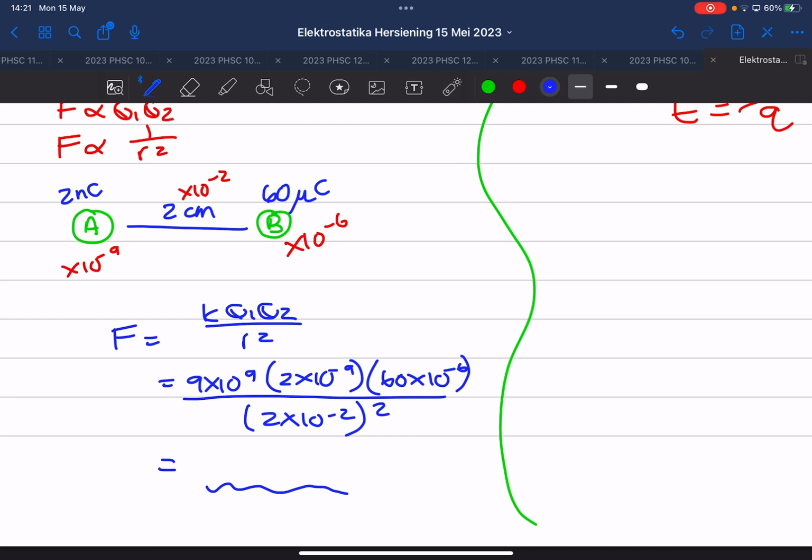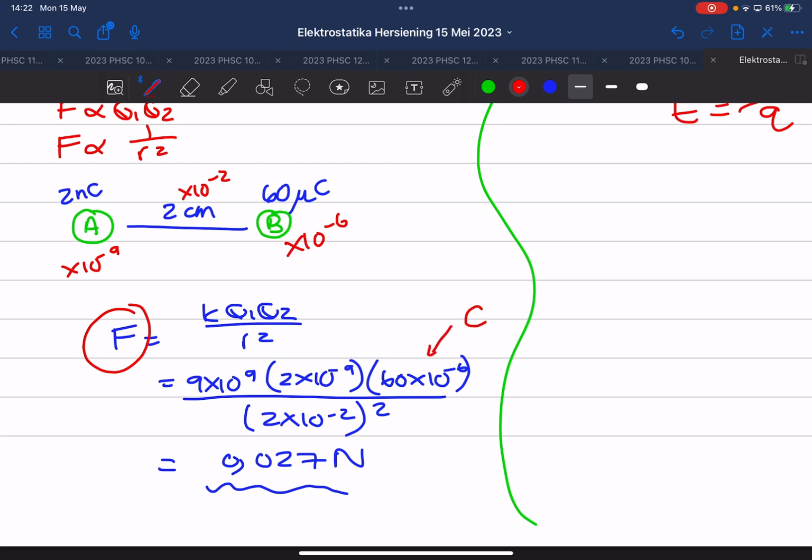Terwyl jy invul, as die een charge negatief 60 was, would you fill in the negative? No, jy doen nie. So die antwoord wat ek kry is 0,027 Newton. Die krag tussen hulle is in Newtons. Dis nie coulomb nie, die lading, daai ding is coulomb.